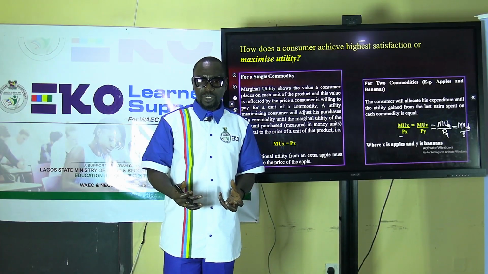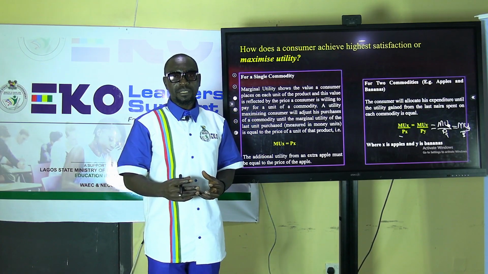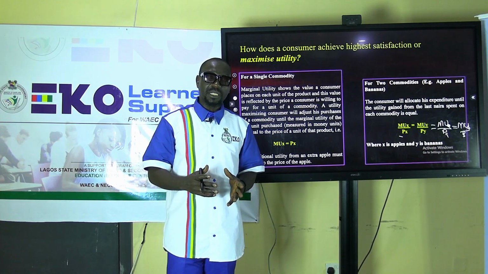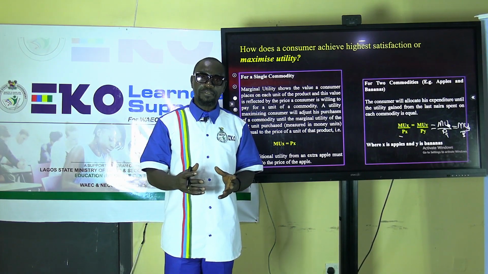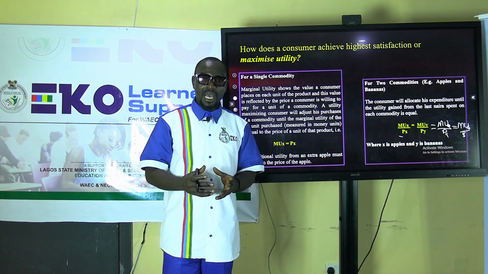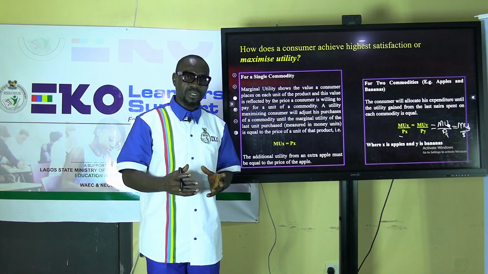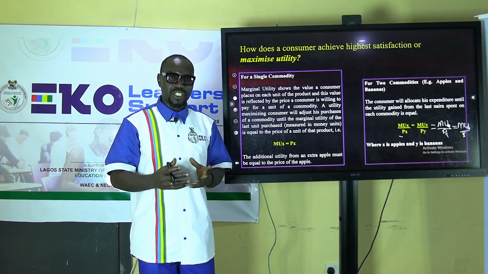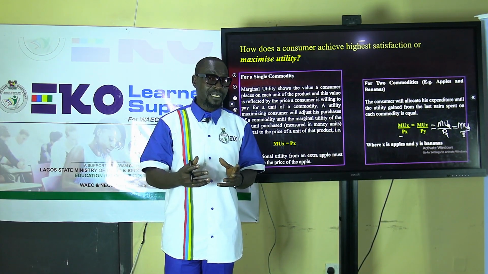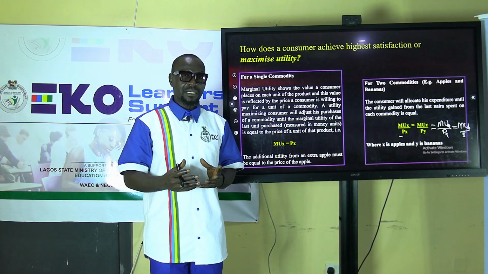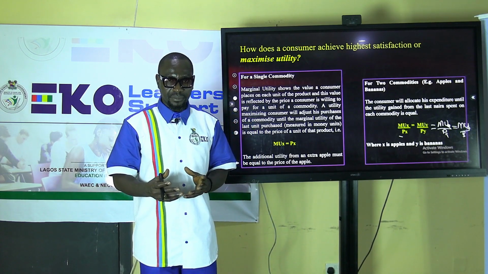So, we have come to the end of this session, where we have talked about the relationships between the concepts of total utility, average utility, and marginal utility, as explained in a graph and also by a schedule. And we have also seen what it means when we talk about utility maximization, or where the consumer has achieved highest equilibrium or has achieved highest satisfaction. And we looked at a single commodity case and a 2 or more commodity case.